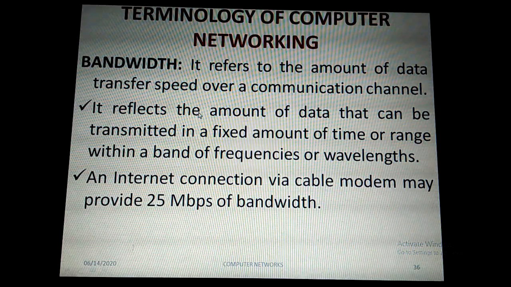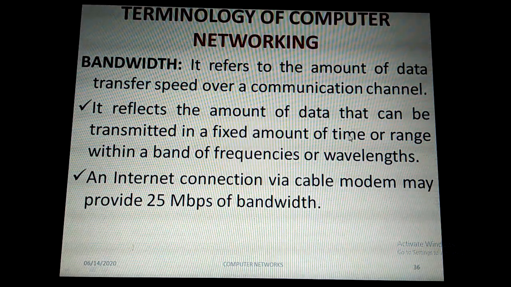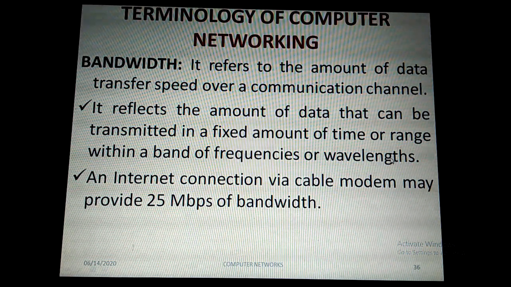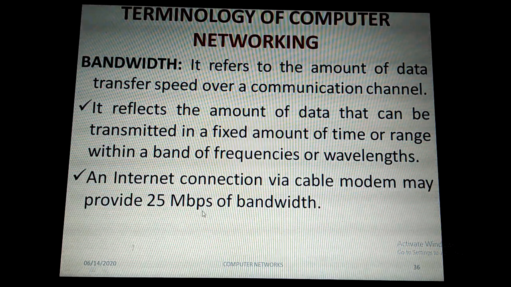So the communication channel's capacity is known as bandwidth. A communication channel may be wired or wireless. It reflects the amount of data that can be transmitted in a fixed amount of time or range, with the band of frequencies or wavelength. An internet connection via cable modem may provide 25 megabits per second of bandwidth. That means per second this much data we can transfer in a cable modem.